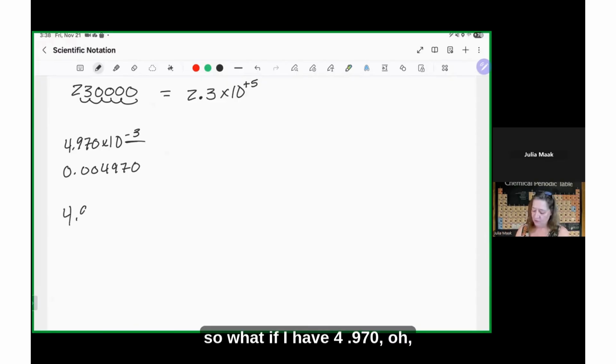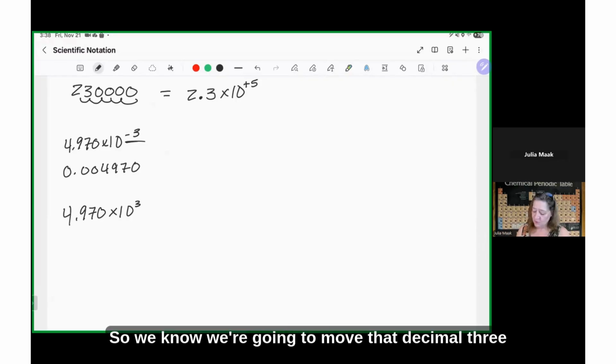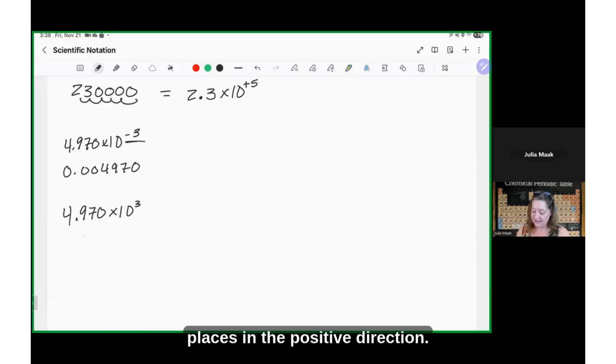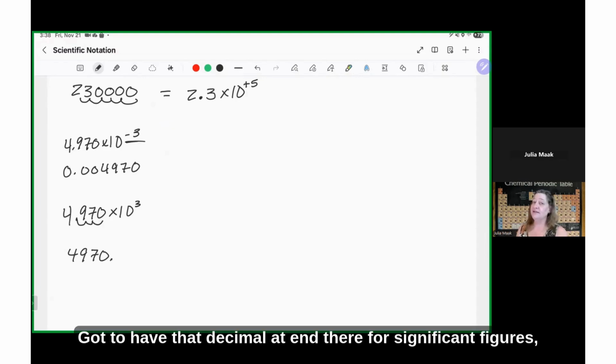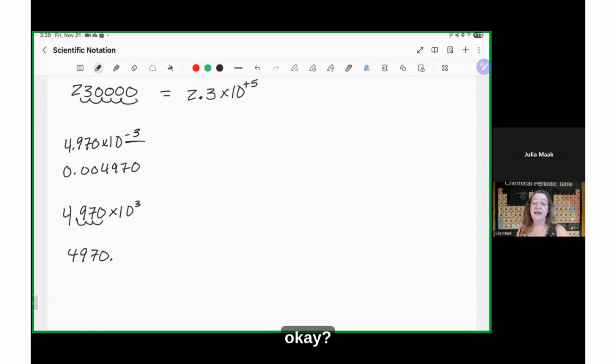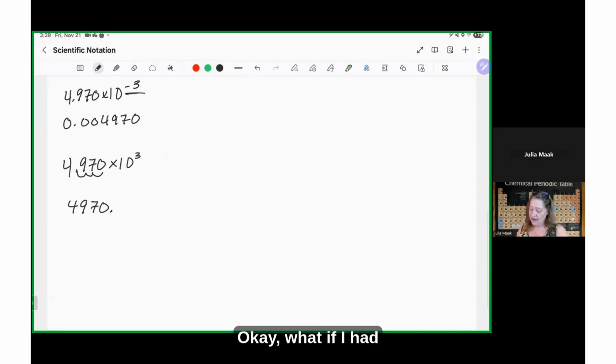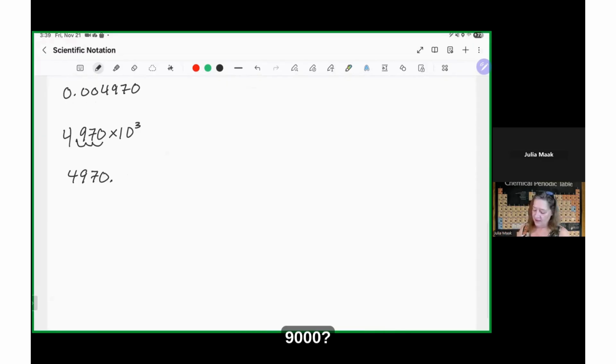Okay, so what if I have 4.970 times 10 to the positive 3? Okay, so we know we're going to move that decimal 3 places in the positive direction. 1, 2, 3. Okay, got to have that decimal at the end there for significant figures.